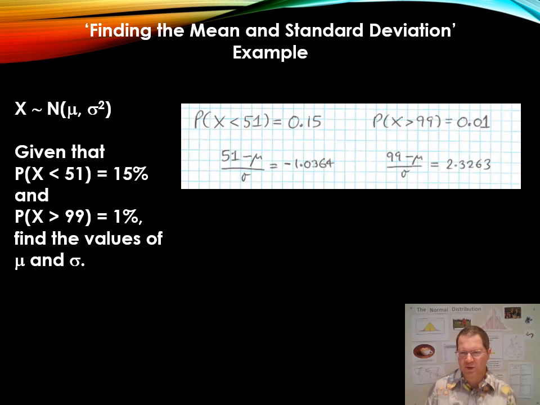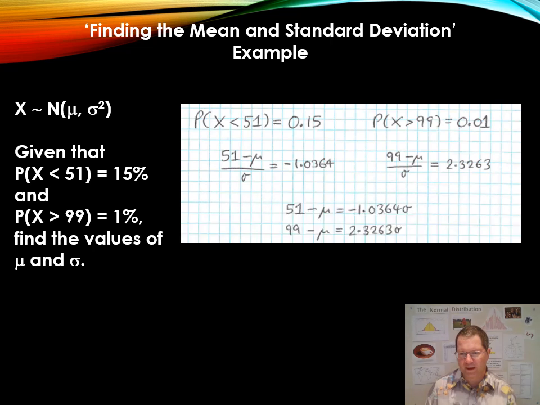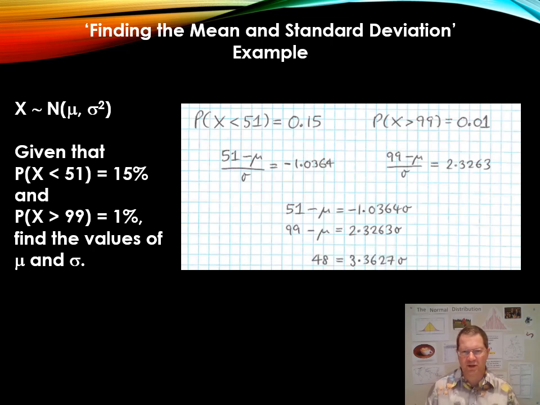Okay, and although we don't know either mu or sigma, I hope you can see we've got a pair of simultaneous equations. If we then multiply both sides of each of our equations by sigma, we get 51 minus mu is equal to negative 1.0364 sigma, and 99 minus mu is equal to 2.3263 sigma. And as both equations have a minus mu, I can subtract one from the other. So I've done 99 take away 51 to get 48, and 2.3263 sigma take away negative 1.0364 sigma, so essentially adding them together and getting 3.3627 sigma.